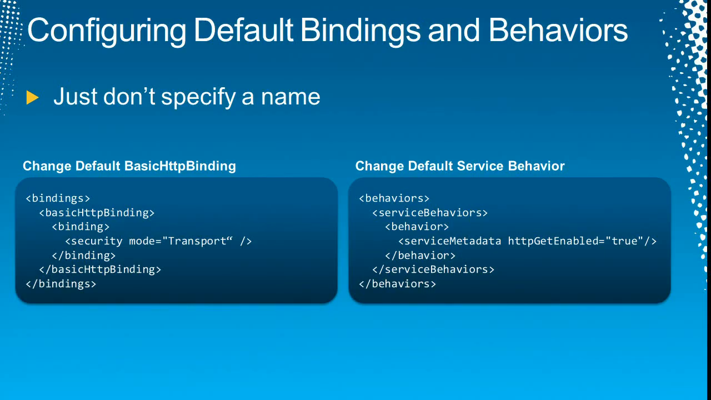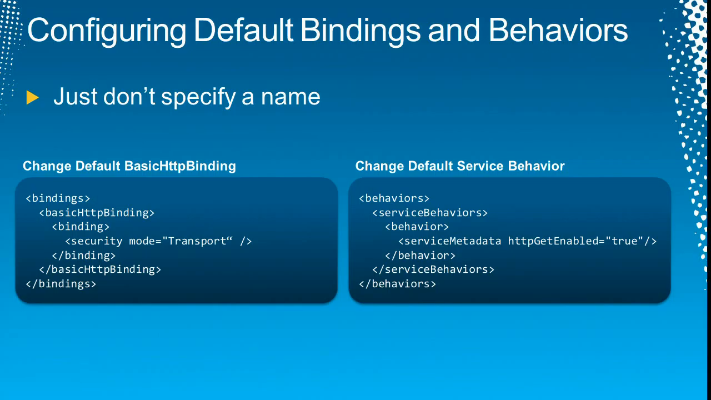Instead of putting a name, just leave the name off. If you leave the name off, that means to WCF in .NET 4 that I just want to change the default. With this configuration now, every time you use the basic HTTP binding and you didn't touch anything else, you will get these default settings.